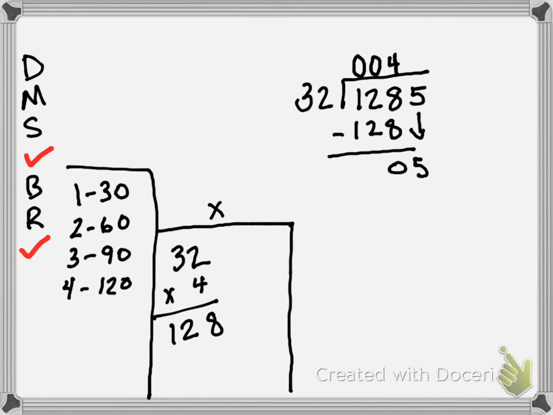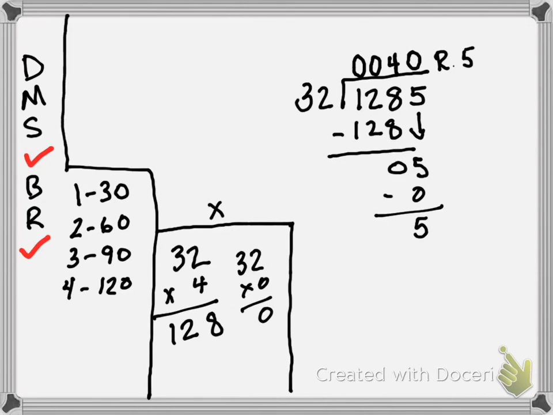And Rover says after you bring down a number, you must repeat the algorithm. So we're going to go back up to divide and ask ourselves, how many times can 32 go into 5? It can go into 5 0 times. My next step is to multiply. 32 times 0 is 0. Write my 0 and subtract, and I get 5. Now that we don't have any digits left to bring down, we know that 5 is going to be our remainder.